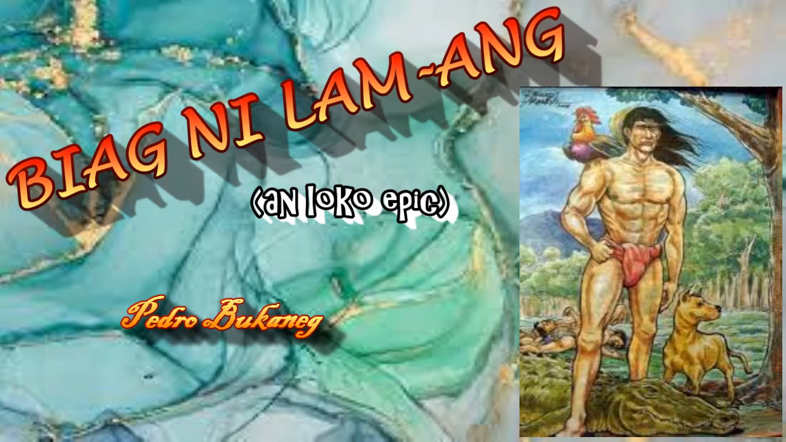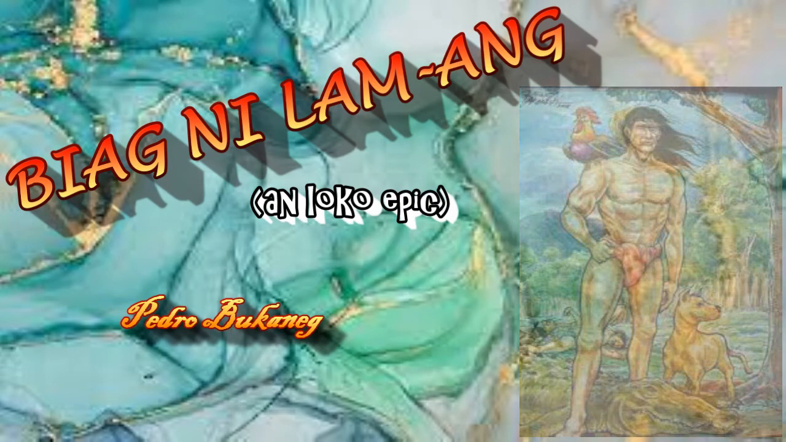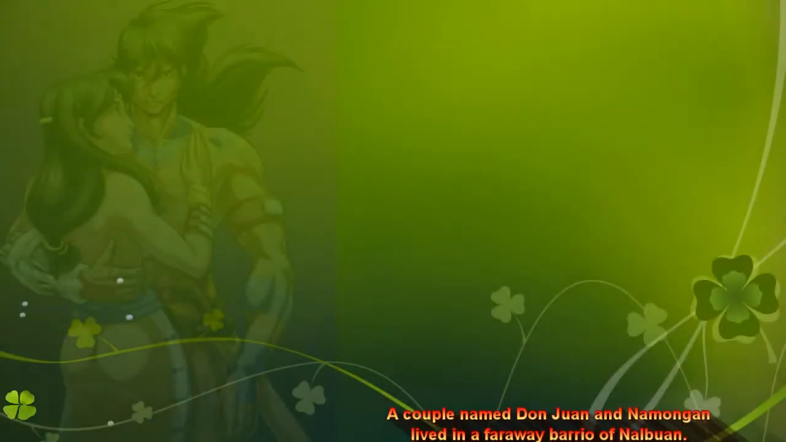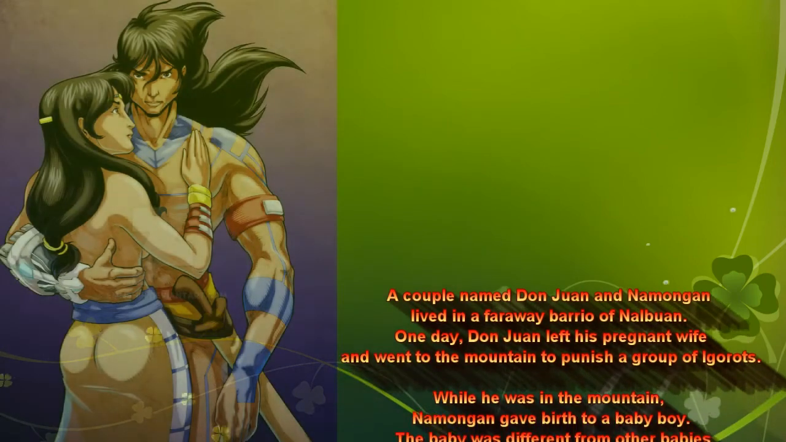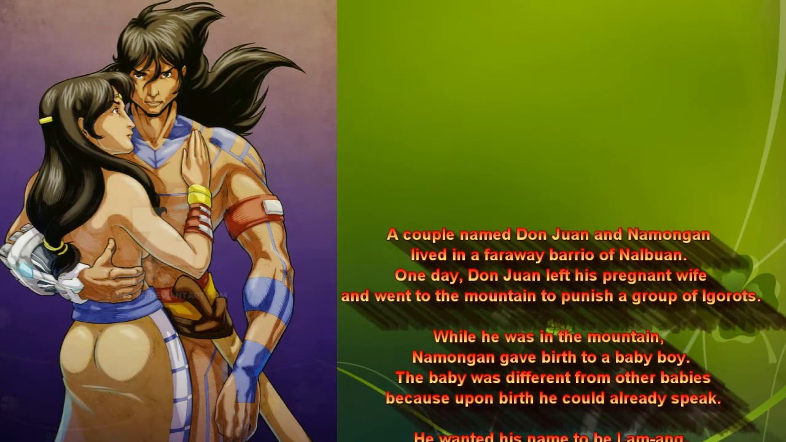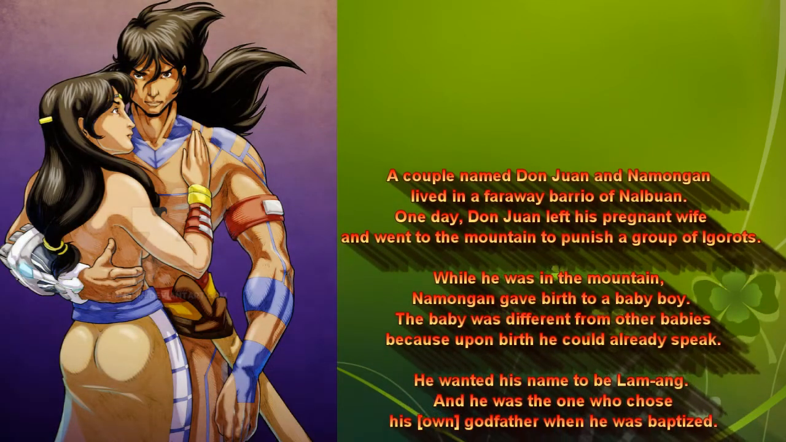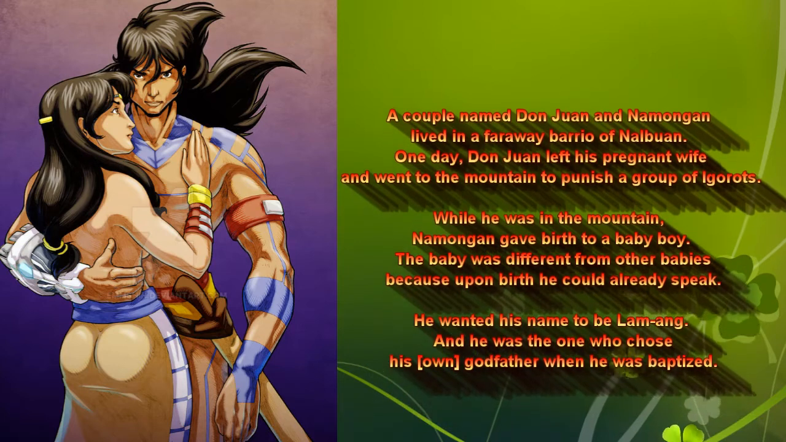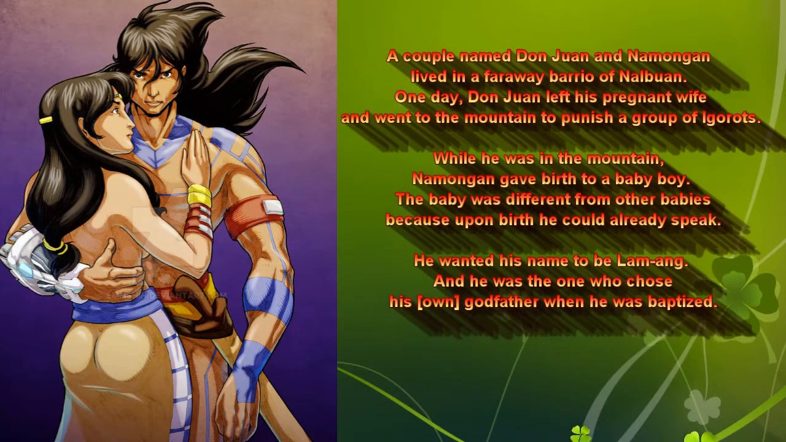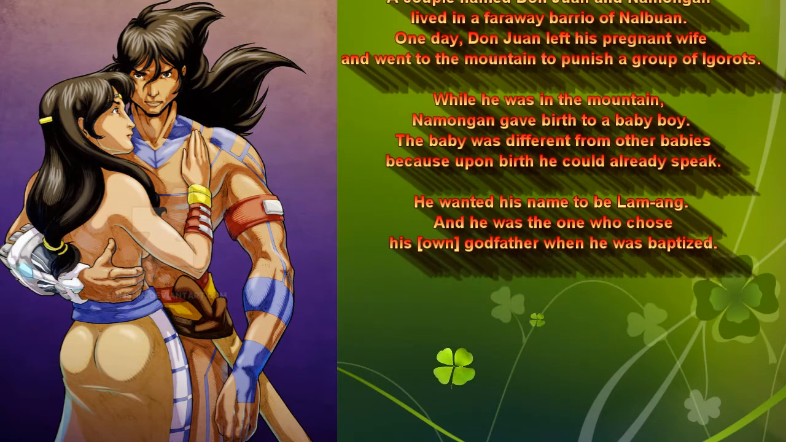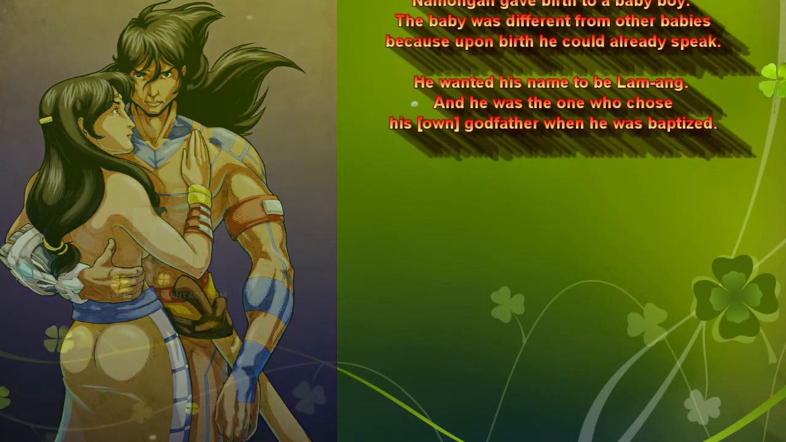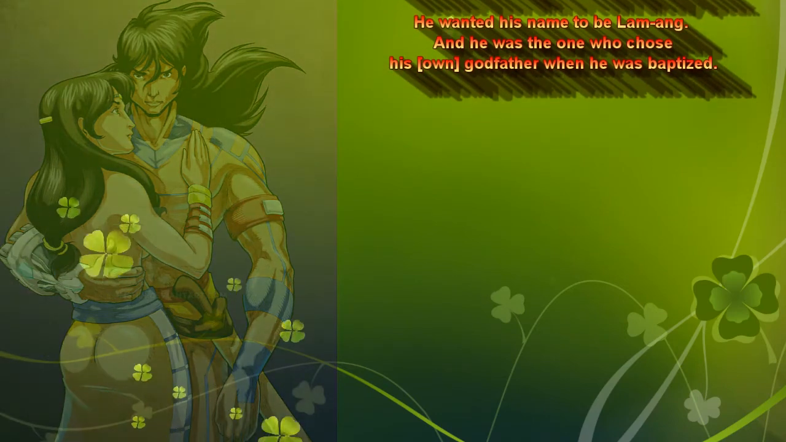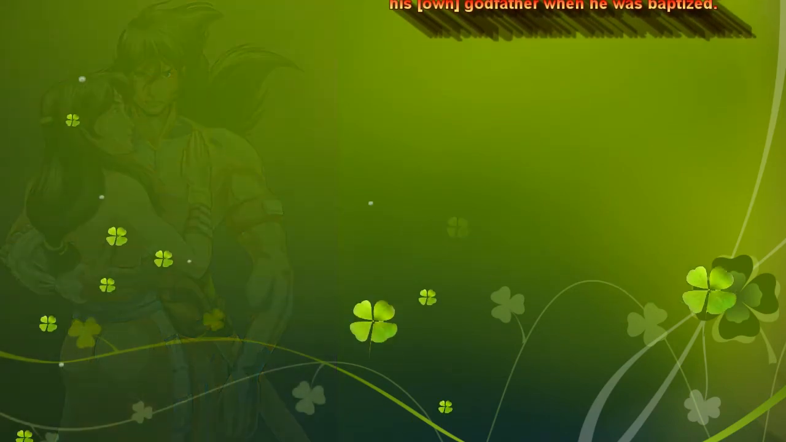Biag Nilamang, an Iloco epic by Pedro Bukaneg. A couple named Don Juan and Namongan lived in a faraway barrio of Nalbuan. One day, Don Juan left his pregnant wife and went to the mountain to punish a group of Igorots. While he was in the mountain, Namongan gave birth to a baby boy. The baby was different from other babies because upon birth, he could already speak. He wanted his name to be Lam-ang, and he was the one who chose his godfather when he was baptized.